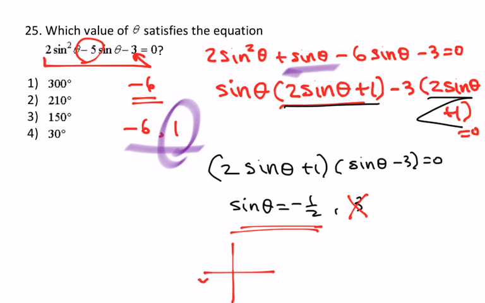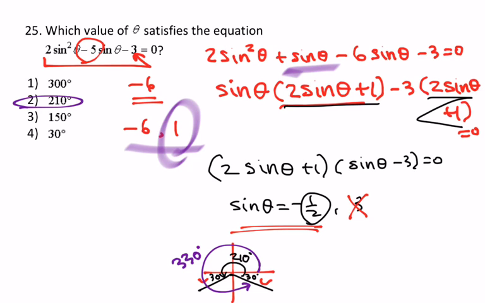But what we are looking for is theta, not sine theta. So therefore, what we need to do is, sine is negative, then we're looking at the third and fourth quadrant. The value is 1/2. That means the reference angle must be 30 degrees. So I wrote down 30 degrees here. Then first one would have been 210. Second one would have been 330. So the only correct answer at this point is choice 2.